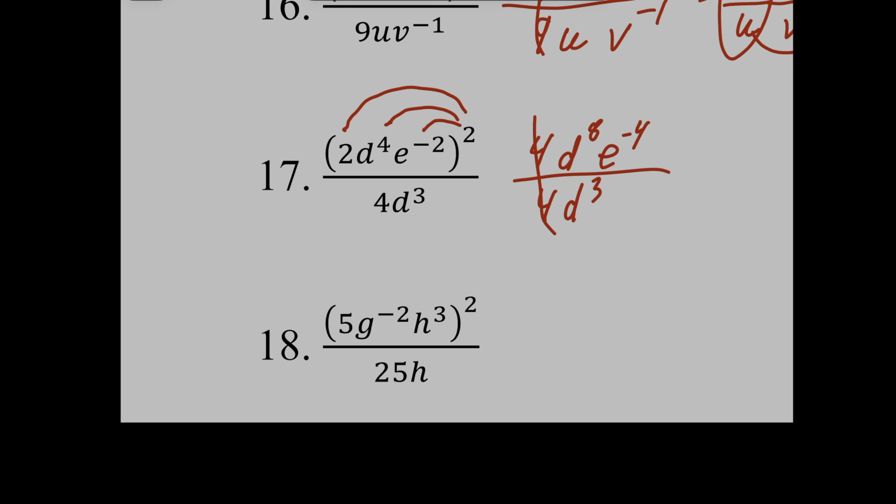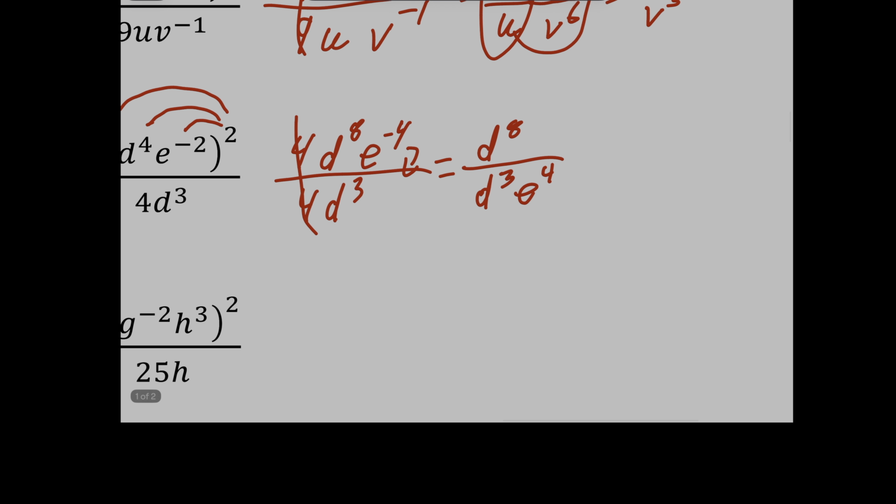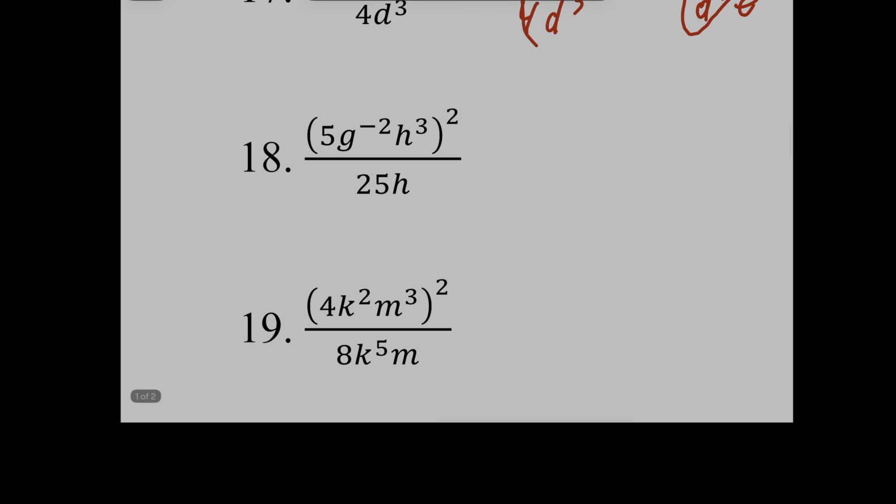Goodbye, 4s. Okay, now I just want to flip them. So I'm going to go d8 over d3e4. All I did was move my e to the negative 4 down to the bottom and make them positive. Okay, that's an ugly e, but that's okay. You know what it is. Now I'm going to subtract these, and I'm going to be left with d to the 5 on top, because there's more on top, e to the 4 on bottom. Let's go on to the next one.